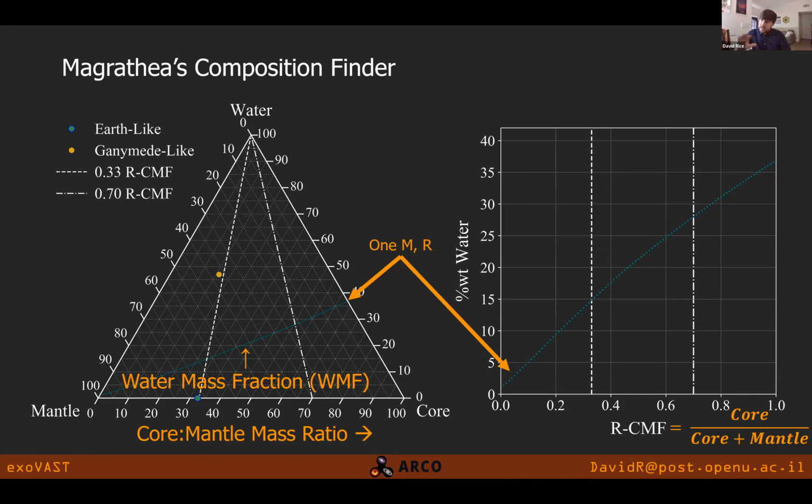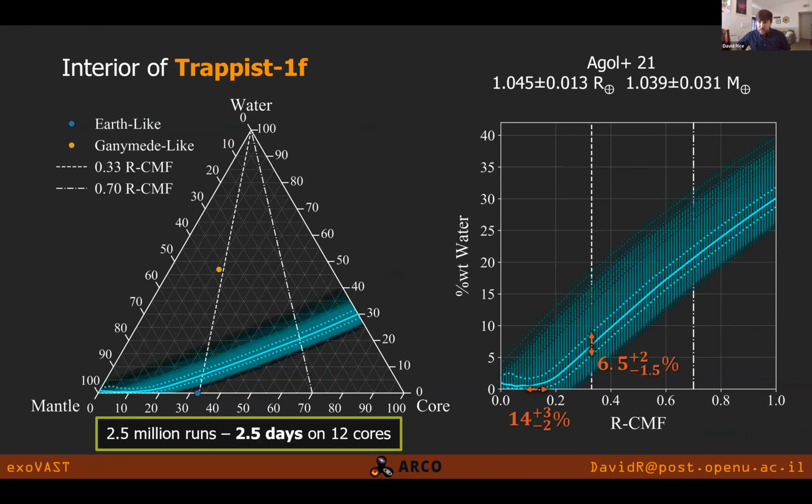So all the planets along the blue line here have the same mass and radii. You can see down here at low core mass fraction, when you have no core and just mantle, you need very little water for this planet. And then as the core increases, you need more water to make up that higher density core. You need more water to make up the radii to still match that mass and radii that you've measured. So my work is focused right now on TRAPPIST-1F.